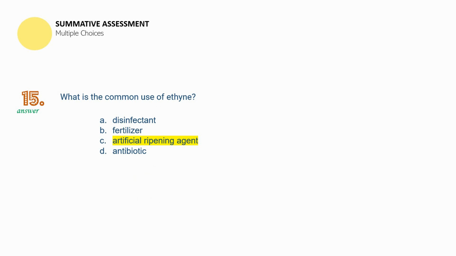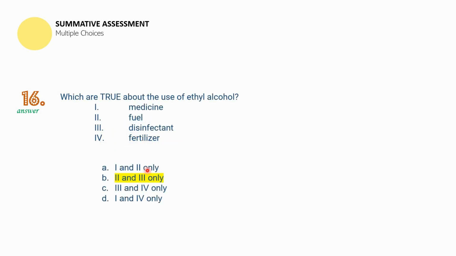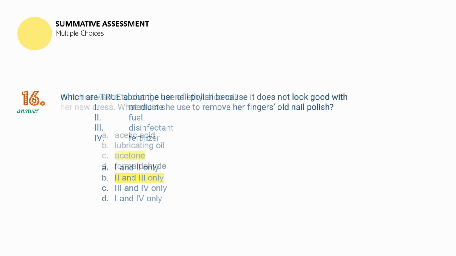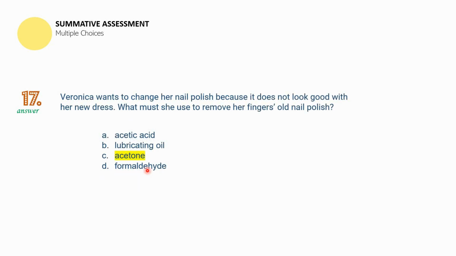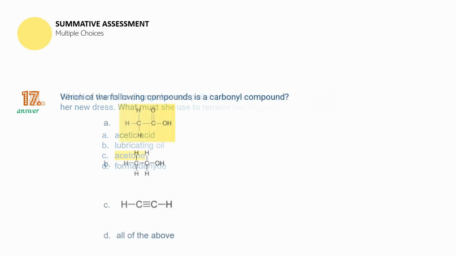The answer to question number 16 is 2 and 3 only. So ethyl alcohol is very well used. It's usually used as fuel and disinfectant. Question number 17, the answer is acetone. So Veronica needs to use acetone to remove nail polish from her nails, of course, to match her dress. So the answer to question number 18 is A.